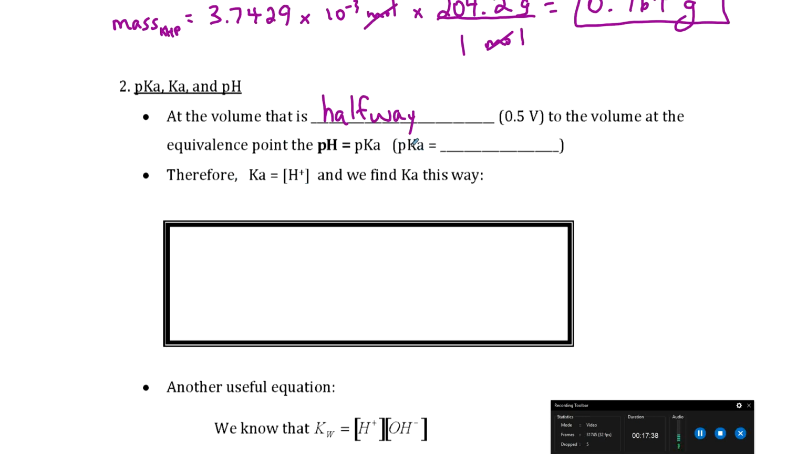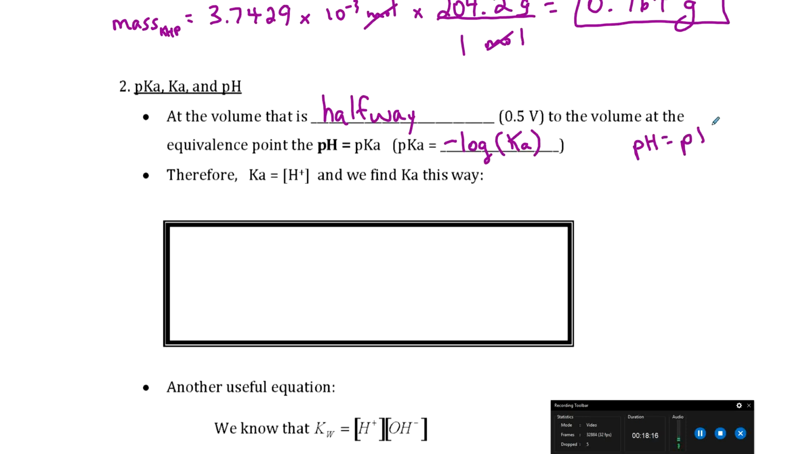So pKa, just like any p-whatever, like pH, pOH, is always going to be the negative log, and in this case, because it's pKa, it's the negative log of the Ka value. pH is the negative log of the hydrogen ion concentration. pOH is the negative log of the hydroxide ion concentration. So pKa is the negative log of the Ka value. So let's just write this out over here.